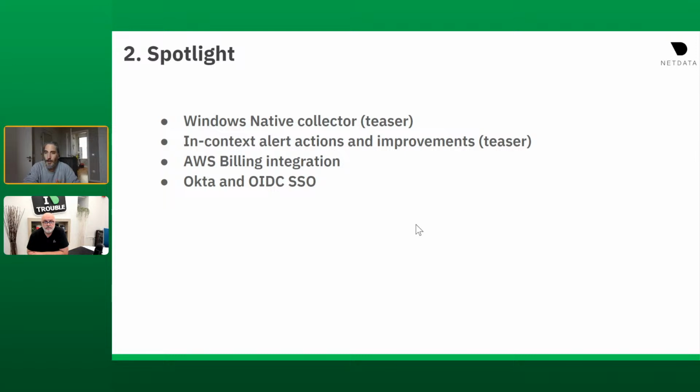As the spotlight, as I was mentioning, it's the Windows Native Collector. Then we'll share some work we are doing on in-context alert actions and improvements. We started with the alerts, but it's something we want to improve across the Netdata UI, bringing more in-context actions and in-context information. So when you're looking at a chart, you're going to get all about it and what you can do about it. Then the AWS billing integration, and Okta and OpenID single sign-on work. So this is the agenda and the spotlight.